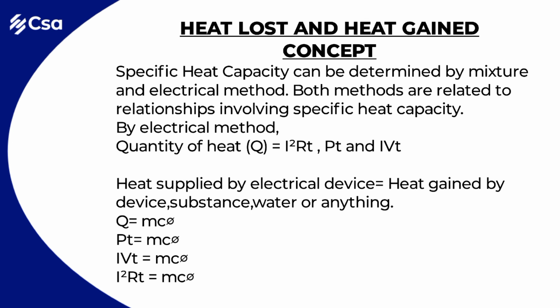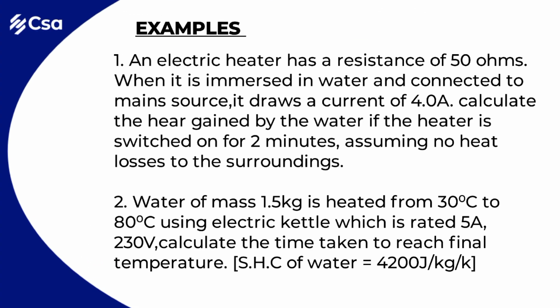Now, let us play with the following examples under the electrical method. Study these examples before I start solving them. Look at the examples, pen them down before I start solving them. Alright, so the first question says that an electric heater has a resistance of 50 ohms. So they give us our resistance as 50 ohms.